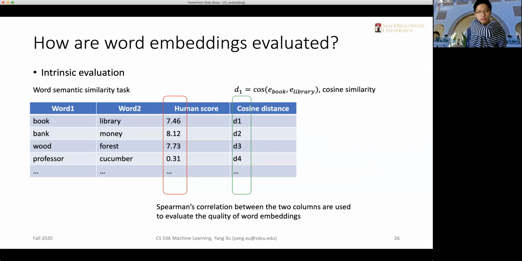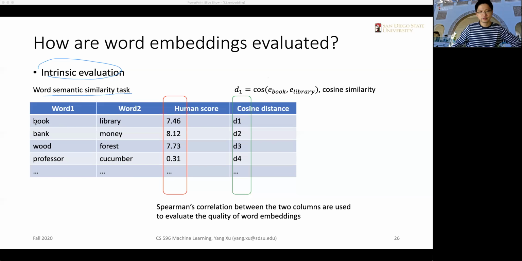Okay, so I have a few slides left. In these slides, let's see how word embeddings are evaluated. I will introduce the so-called intrinsic evaluation here. This type of evaluation looks at the quality of embeddings using the word semantic similarity task. So this is a table, right? Each row contains one instance, the first column is the first word, the second column is the second word, and we need to compare the pair of words.